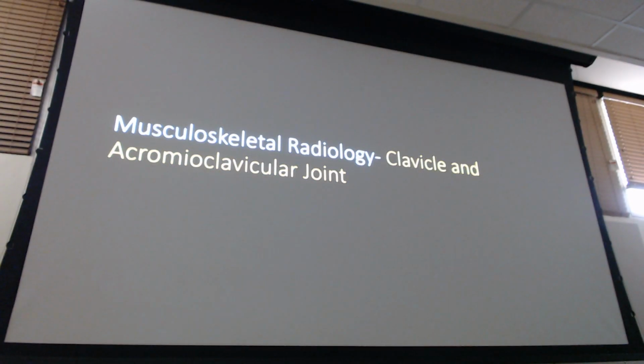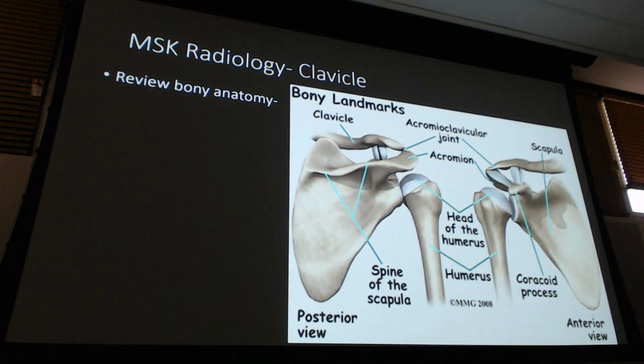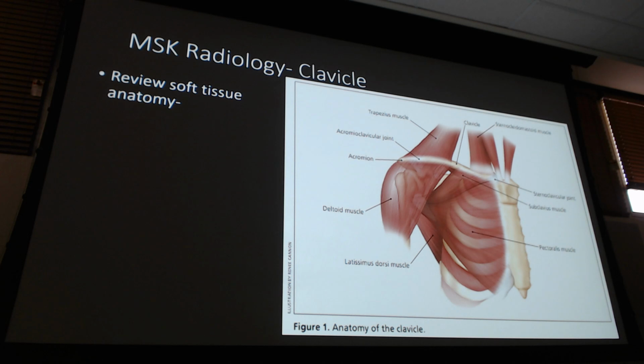Let's start with the clavicle and the AC joint. There's your anatomy. There's your musculature again, more specifically your deltoid, latissimus dorsi, and the trapezius, very commonly a source of a lot of pain in the AC area.